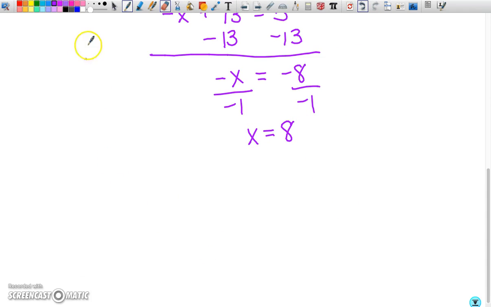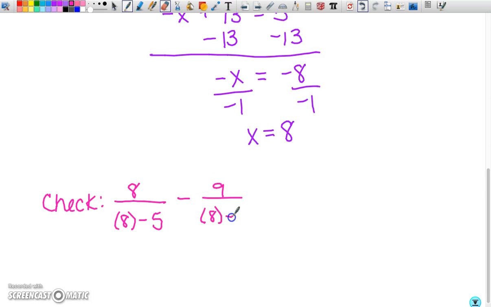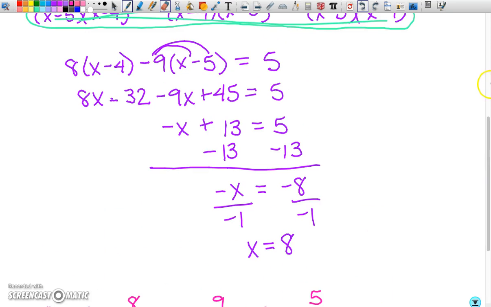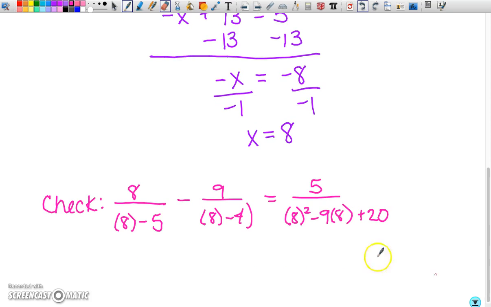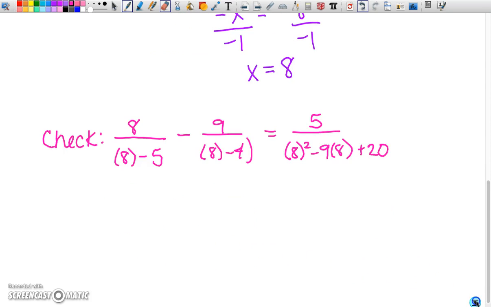So x equals 8, and then we have to go back and always check. You have to make sure that it actually works. So 8 over, and I'm going to plug in 8 for x, 8 minus 5, minus 9 over 8 minus 4 equals 5 over, and this would be 8 squared minus 9 times 8 plus 20. Let me make sure I have that right before I move too far ahead. Yes, okay. All right, so now we need to go ahead and simplify as much as we possibly can.